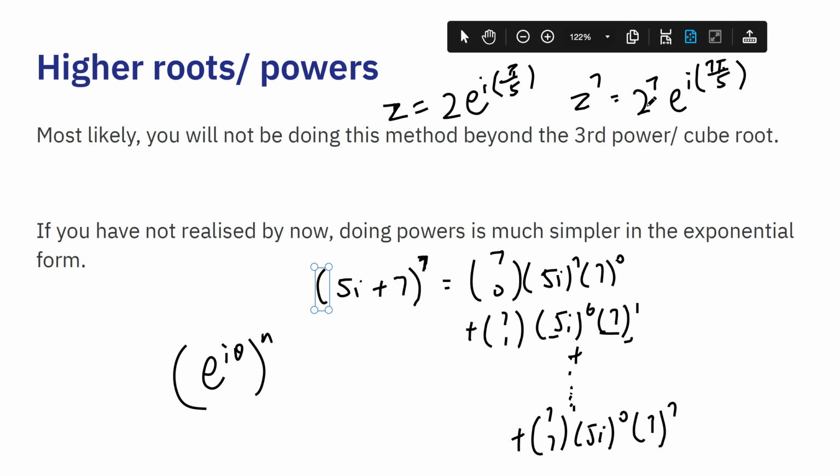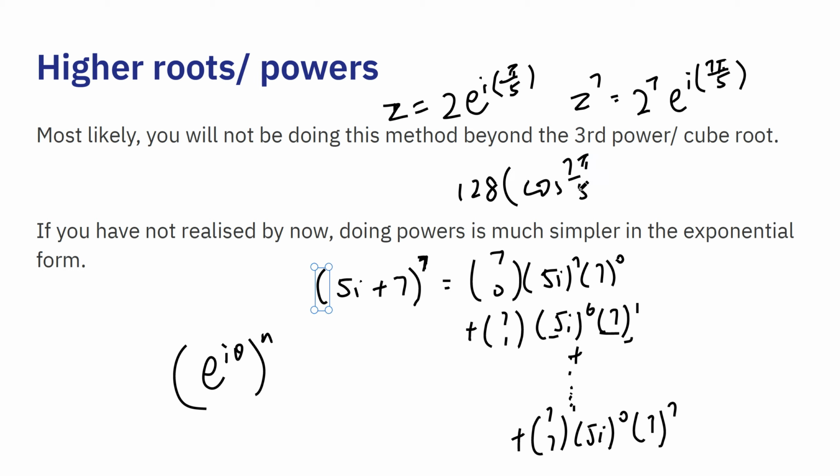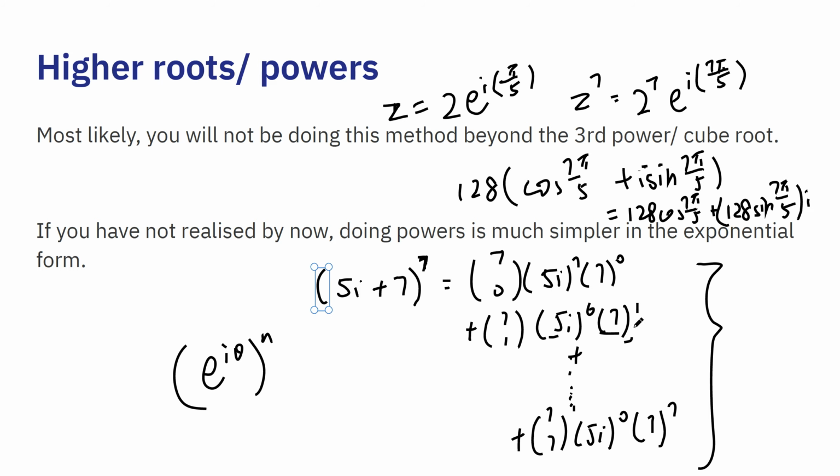And then after this, we can even convert it to the rectangular form. So we first convert it back to polar, which is 128 times cosine 7 pi over 5 plus i sine 7 pi over 5. This equals 128 cosine 7 pi over 5 plus 128 sine 7 pi over 5 i. So this would be your real part and this is your imaginary part. So this is a lot easier than having to go through this process over here.